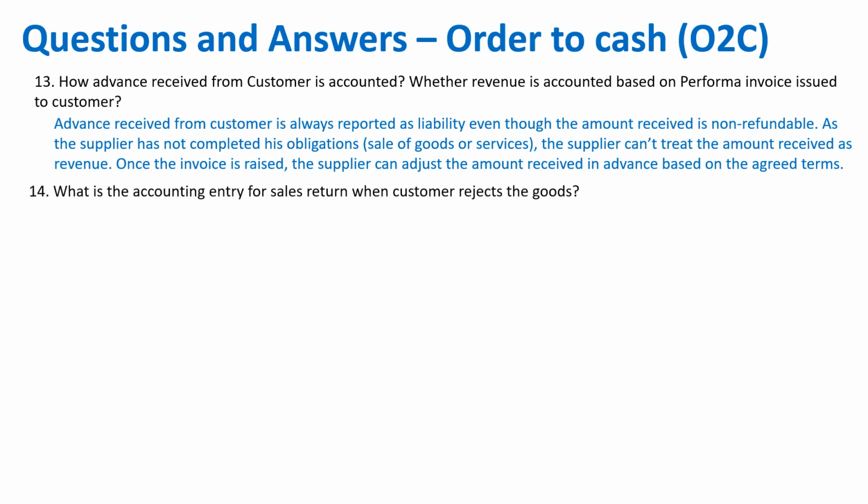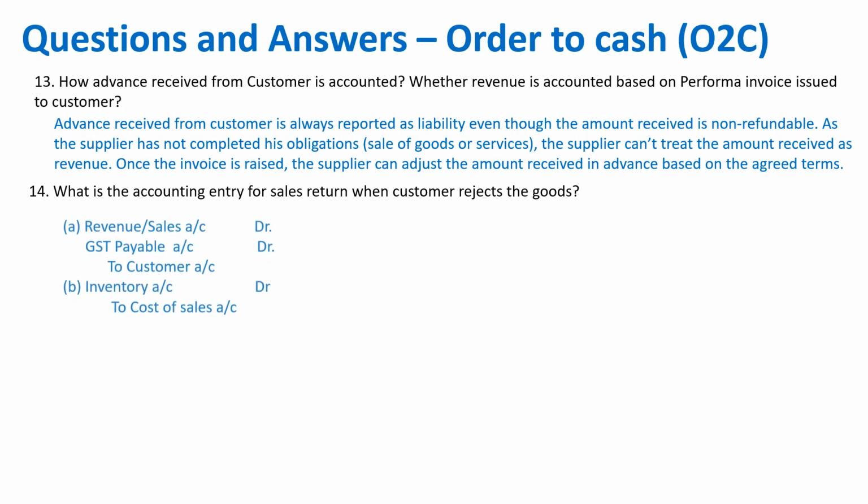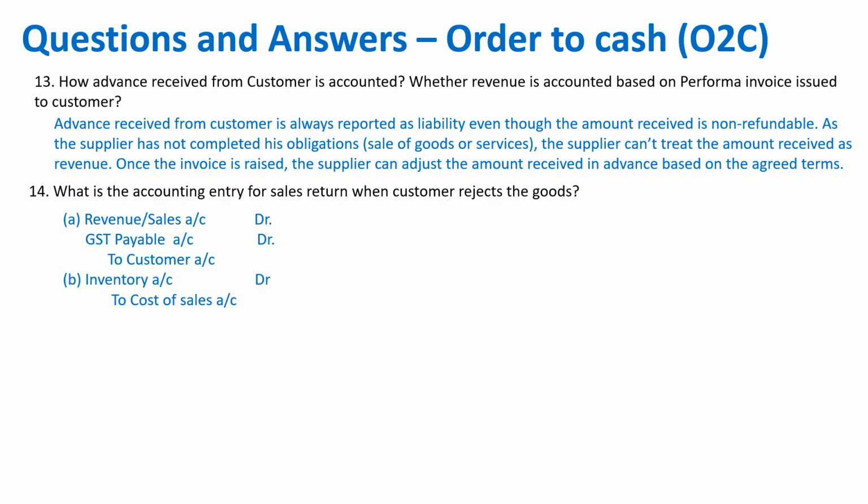Next question. What is the accounting entry for sales return when the customer rejects the goods? This is quite interesting and you will get this question in most interviews. The answer here is that there are two legs. One is the revenue, one is the inventory. Because when it is rejected by the customer, you are going to get these goods back to your factory as well, right? So what is the entry you are going to post?